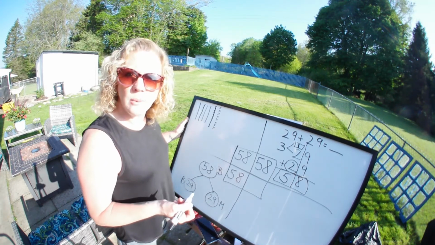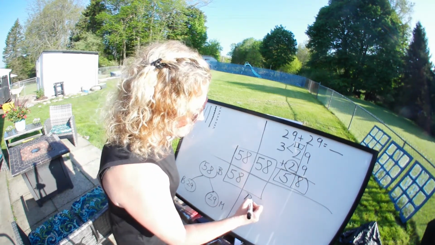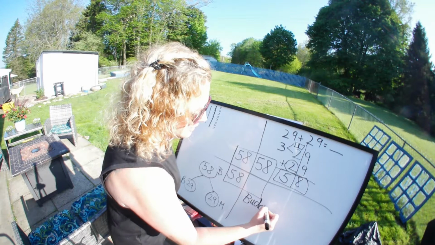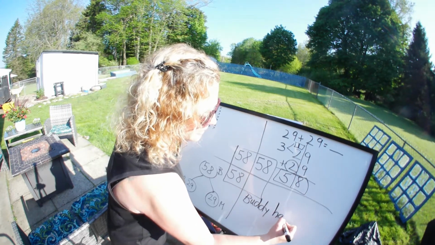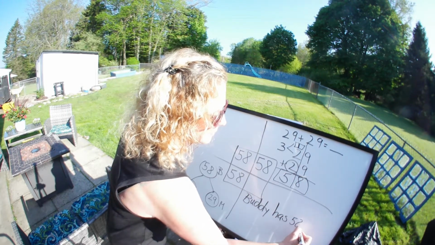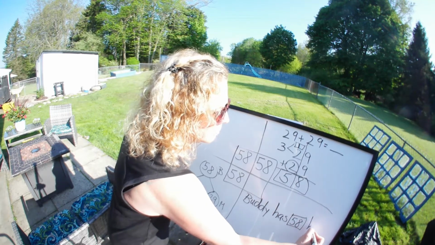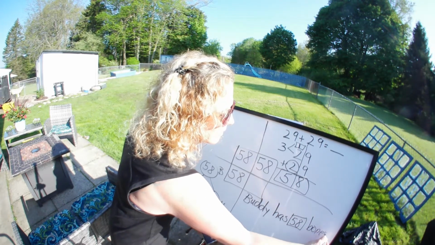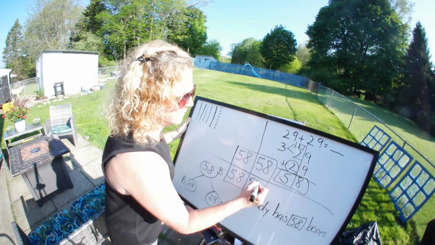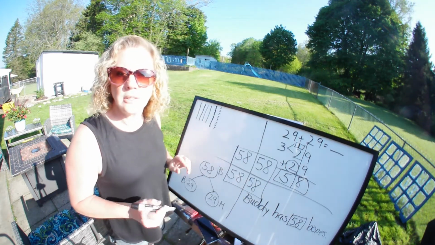And lastly, we just have to write our statement. So we're going to say Buddy has 58, go ahead and put a box around that, bones. And we're going to put our 58 here. And that's your complete answer.